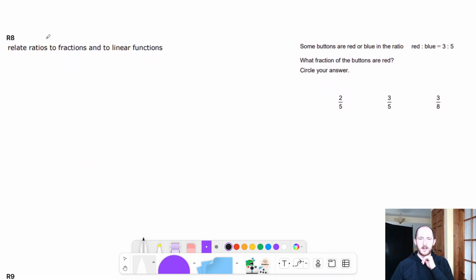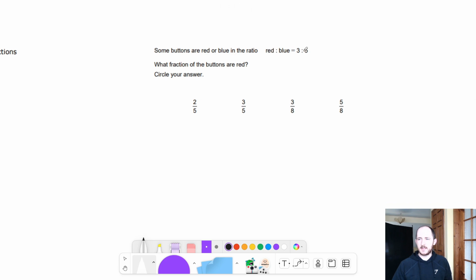You should also be able to relate ratios to fractions. So as you can see from the previous part, that's why I prefer doing it that way. So red to blue is 3 to 5. So the fraction of the ones that are red is going to be 3 over 3 plus 5, which is 8. So that one. Nice and easy.